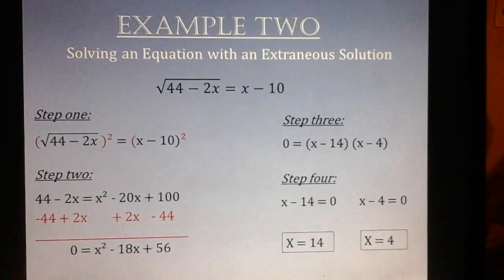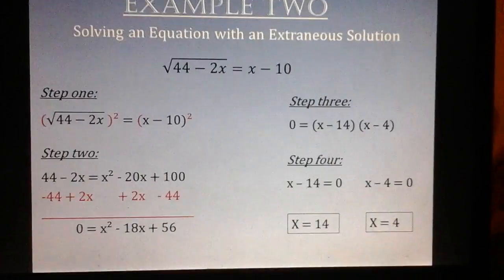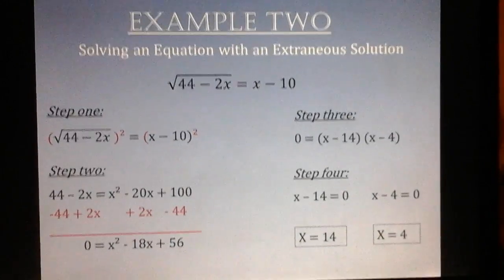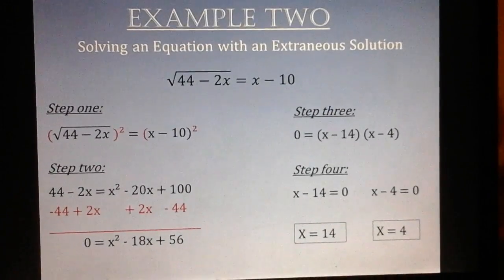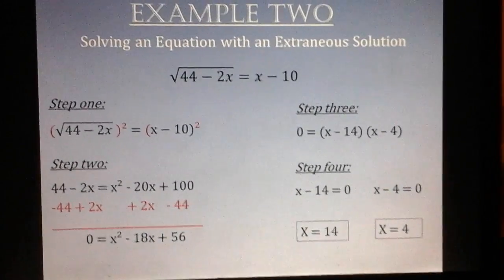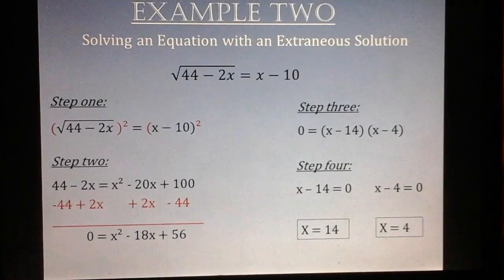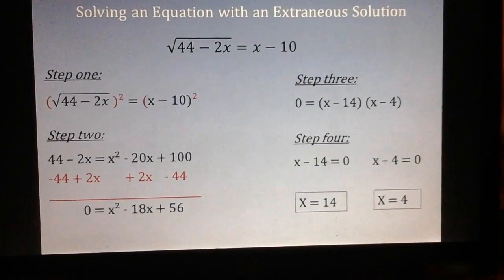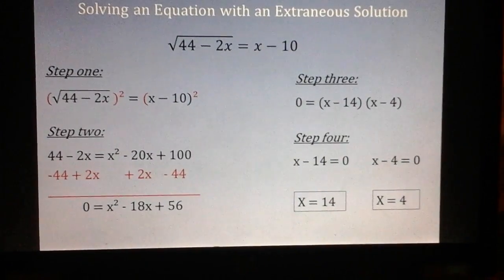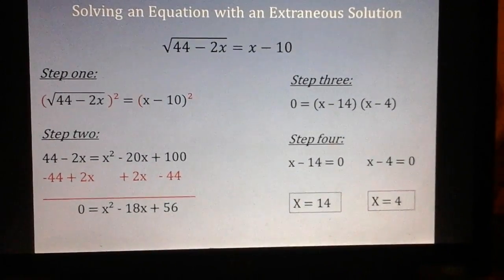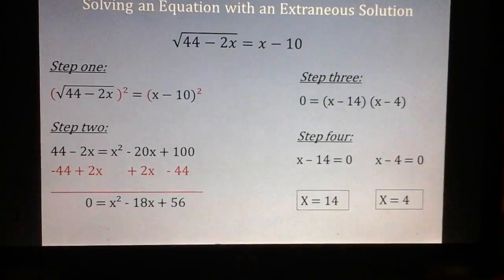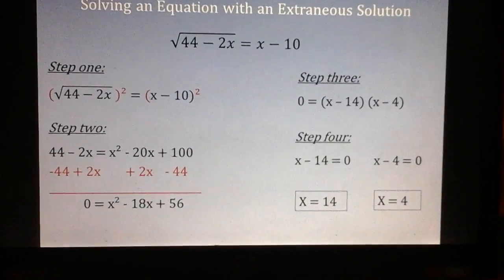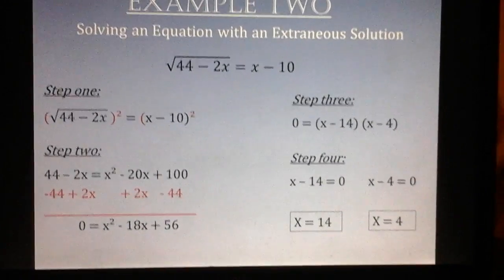For example 2, we have solving an equation with an extraneous solution: radical 44 minus 2x equals x minus 10. For step 1, you would square both sides again, and that eliminates the radical. Then you would try to get 0 on one side, so you would subtract 44 and add 2x. And then you would get 0 equals x squared minus 18x plus 56.